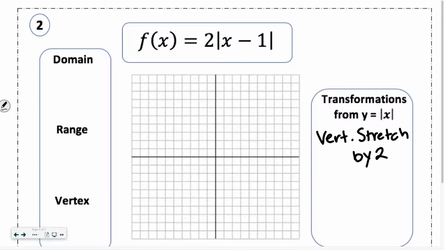It's just like Delaney's question about how did I know it was a reflection in the x-axis? Because the negative was in front of the absolute value. Okay? If you have a scalar that's in front of the absolute value, that's vertical stretch or shrink. If you have a scalar that's inside the absolute value right next to the x, that's a horizontal stretch or shrink. Right? So this one is greater than 1. That's a vertical stretch by 2. And we also need to move it right 1.